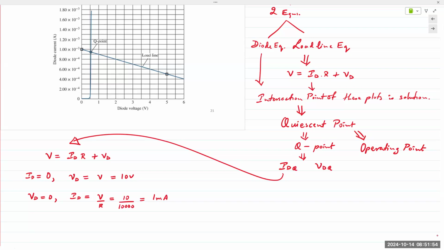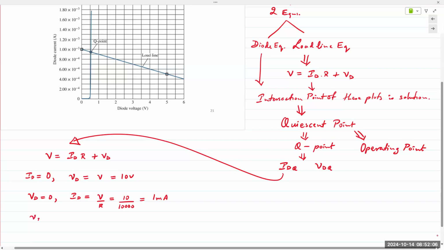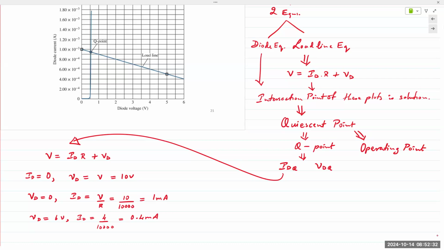So far, so good. But if you look at the chart, it only extends up to 6 volts, so you want to find a point that is closer. Instead of 0, we can assume VD is equal to 6 volts. Then ID would be 4 divided by 10,000, which is 0.4 milliamps. I skipped over a step there: ID is V minus VD over R, which is 10 minus 6 divided by 10,000.